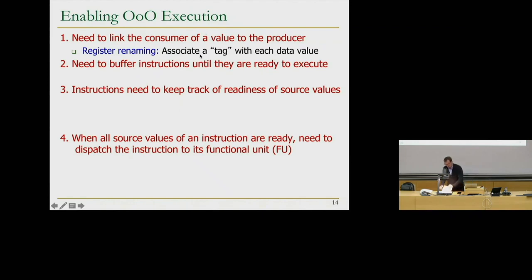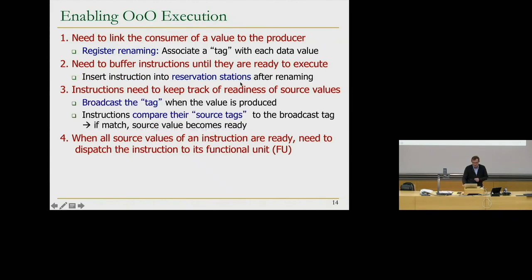That's register renaming. If you remember this register file, I have valid, value, and the reorder buffer entry. Let me call that reorder buffer entry a tag. We rename a register to a tag, and the tag identifies the instruction that's going to produce the value. Okay? So we rename the register, and we're going to use that tag to identify the instruction that's going to produce that value. How do you buffer the instructions? You insert the instruction to reservation stations after renaming. We'll see that. How do you keep track of the readiness of the source values?